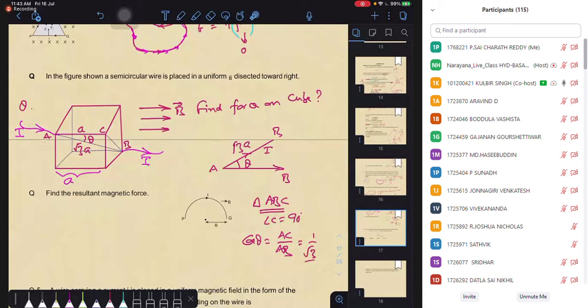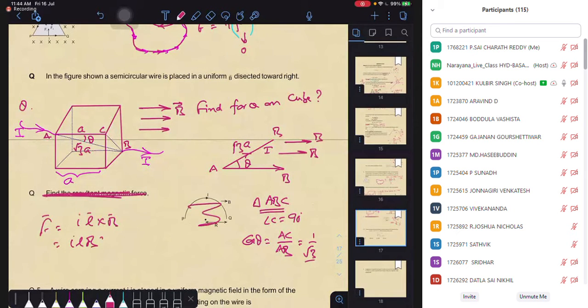So the whole of the cube we can replace with the line AB. So there is a current along AB, there is a magnetic field, and there is an angle between the magnetic field and the current. And this angle is my theta. Now I can apply it for the force. This question we already discussed here. So force here is IL cross B.